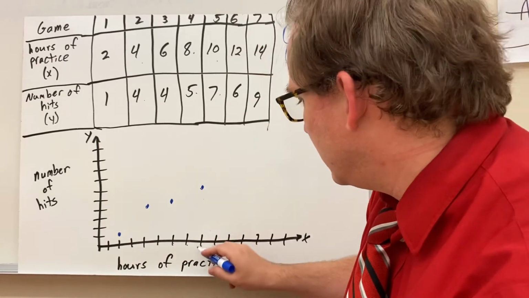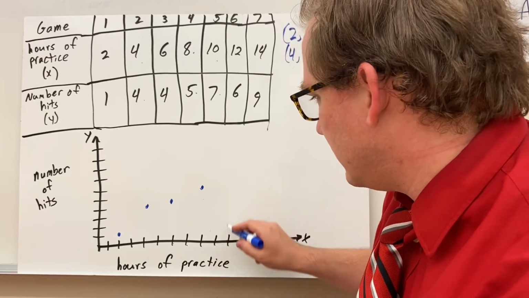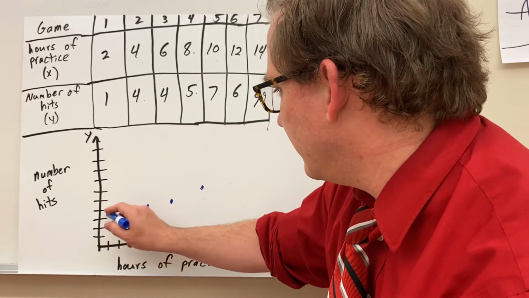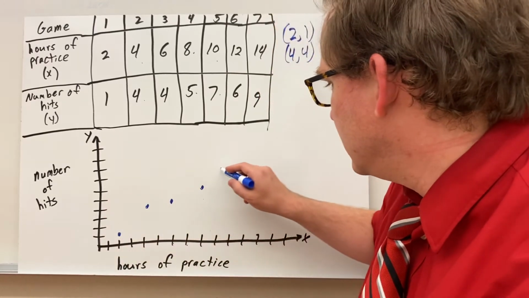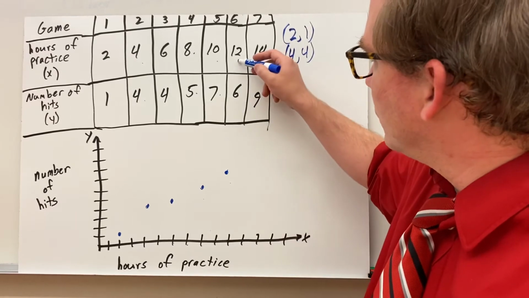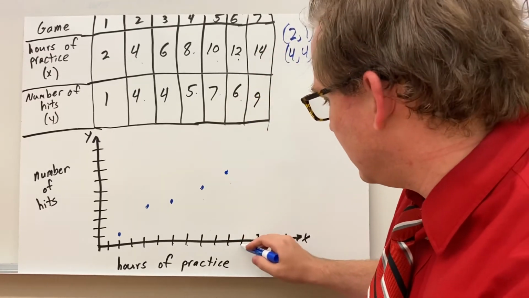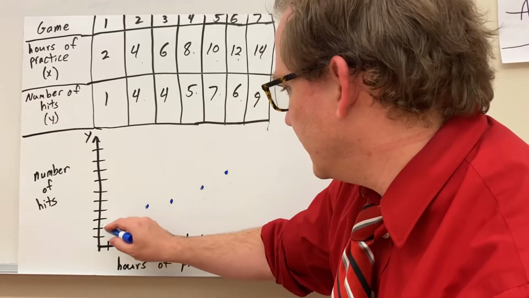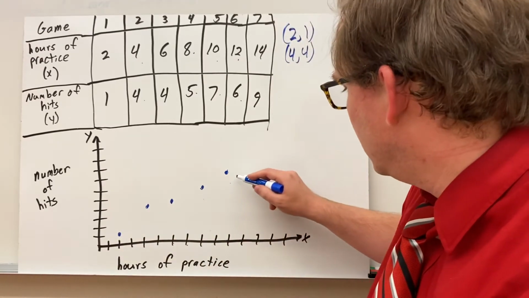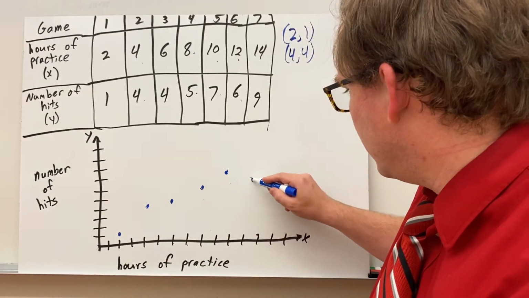(10, 7). This was 8, 9, 10 hours of practice. This is 5, 1, 2, 3, 4, 5, 6, 7. 7 hits for 10 hours, right about there. 12 hours is 6 hits. So 10, 11, 12 hours. 1, 2, 3, 4, 5, 6. So I come over, 10, 11, 12. So that point will go there.